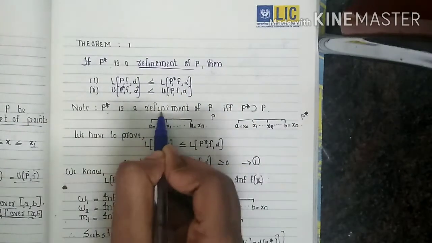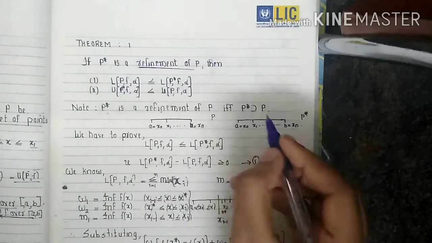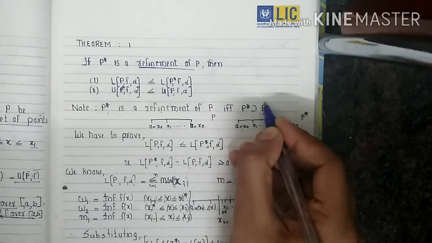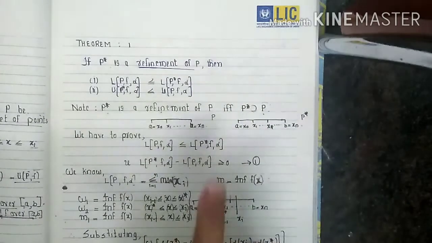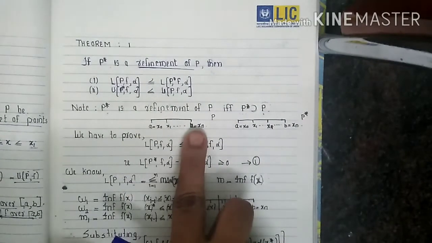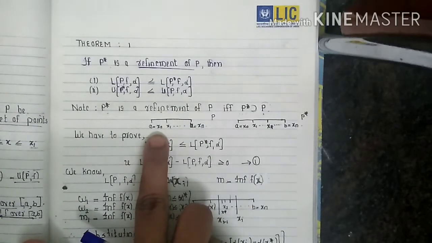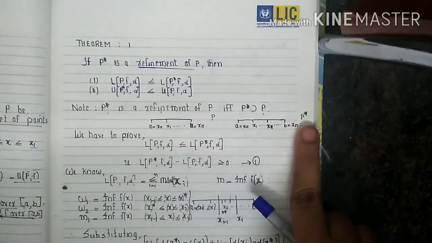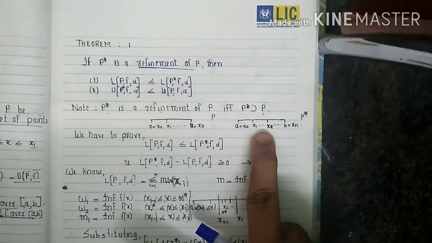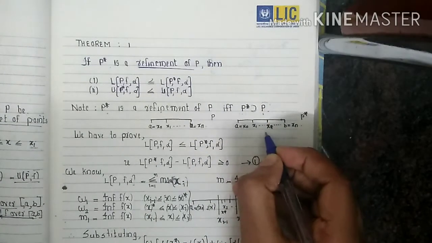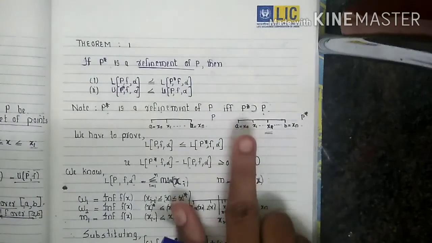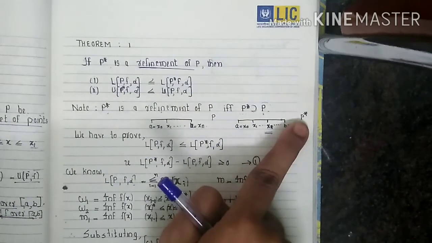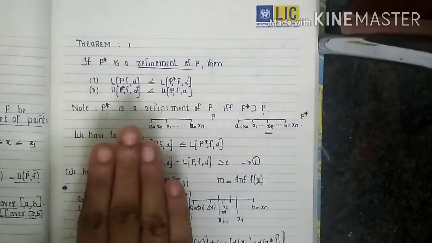P star is a refinement of P if and only if P star covers P, or P is contained in P star. Suppose [a, b] is a closed interval and P is a partition of this closed interval, dividing it into a finite set of points. Now consider the partition P star, which contains an extra element, maybe one or more than one. Here I am taking a single element, x star. So P star contains P, and P star is said to be a refinement of P. That's all about this idea.